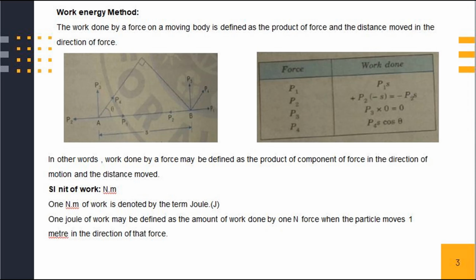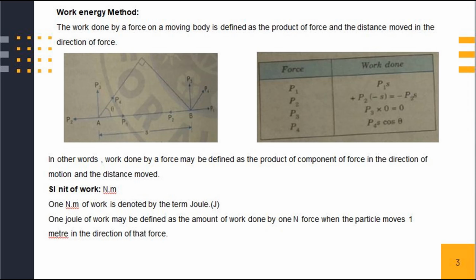Number 1. Work. The work done by a force on a moving body is defined as the product of force and the distance moved in the direction of the force. In the above figure, various forces acting on a particle are shown. If the particle moves a distance s in the x direction from A to B, then the work done by the various forces is as given below.